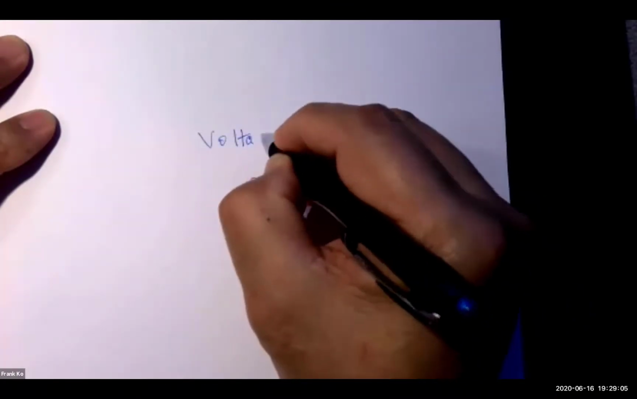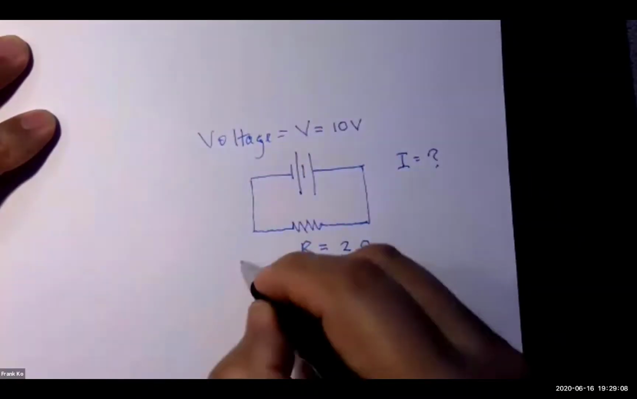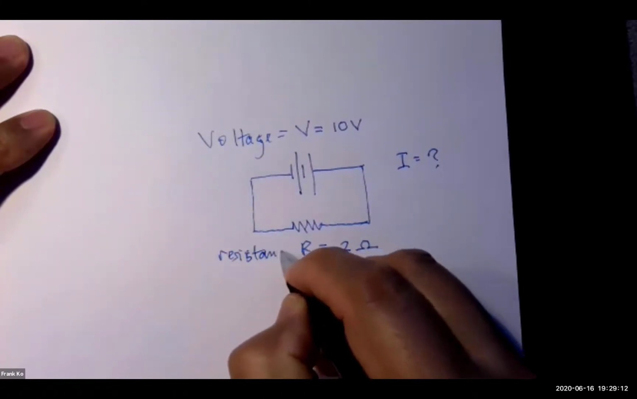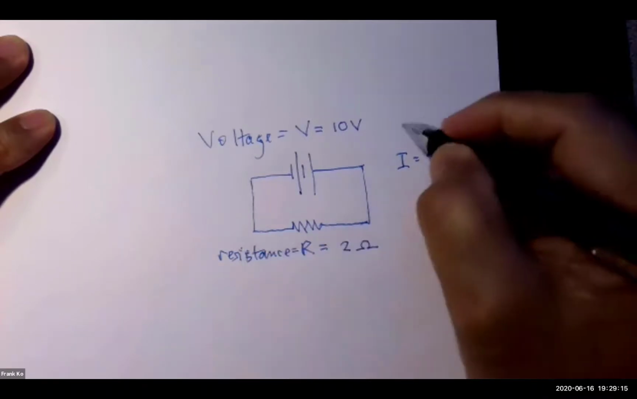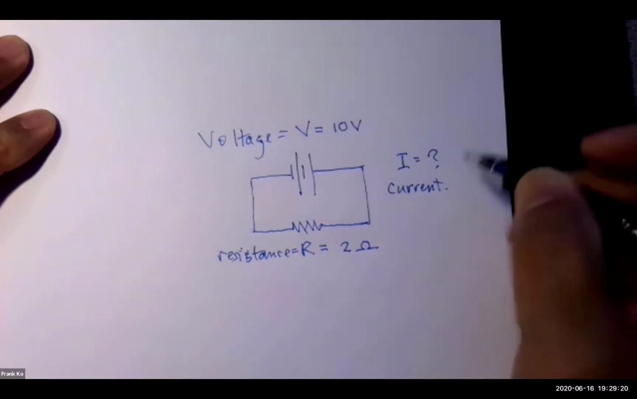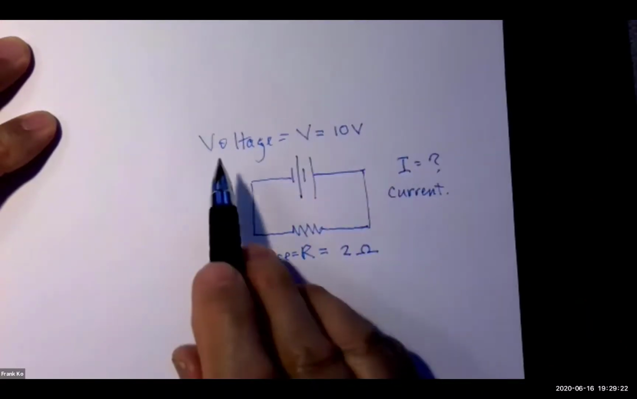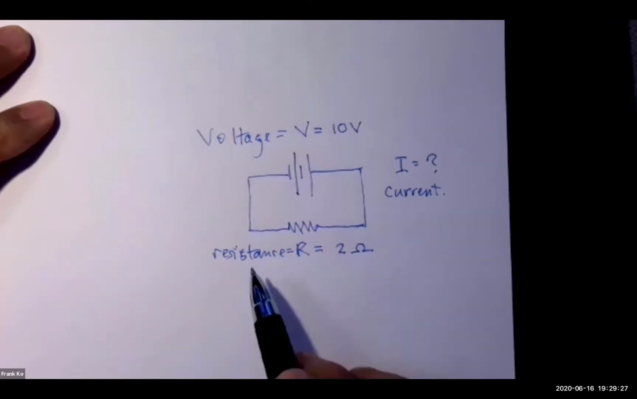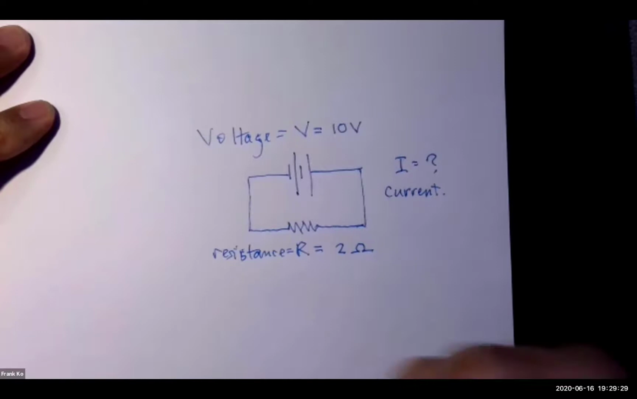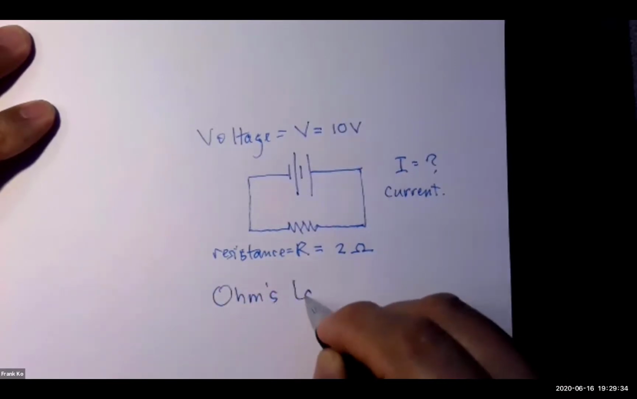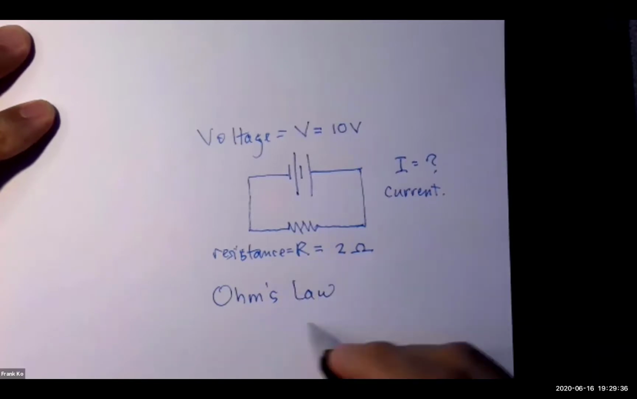So the V stands for voltage. The R is resistance, and the I stands for current. So we use the V, the I, and the R to represent the concept of voltage, the concept of current, and the concept of resistance. Now, if I apply Ohm's law, and Ohm's law is given by this symbol.